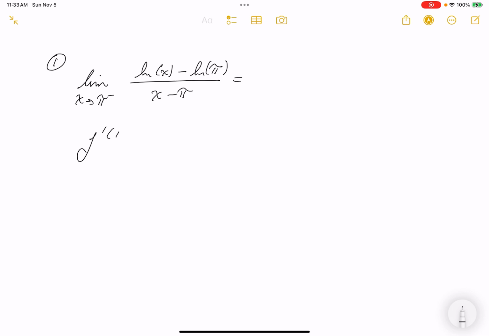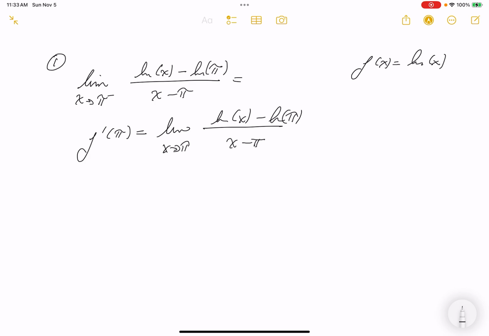I'm going to use the definition of the derivative. If I did f prime at pi, where the function f of x is the natural log of x, what would I get? The limit as x approaches pi of ln x minus ln pi over x minus pi. And that would be the derivative there. I know the derivative of the natural log of x is 1 over x. So f prime of pi is simply 1 over pi. That's one way to do the problem.